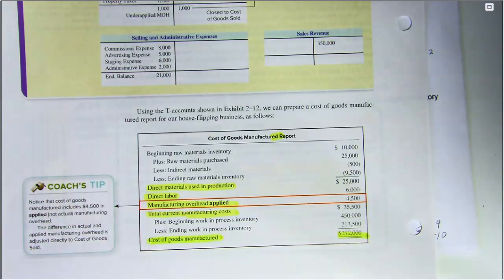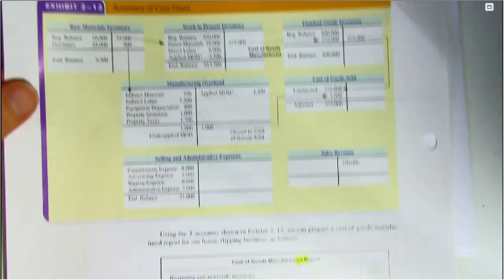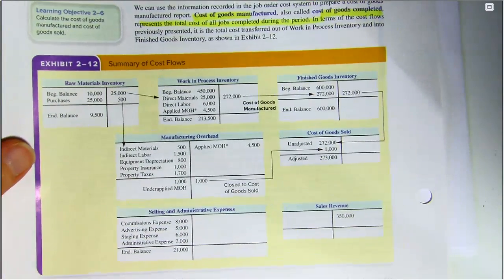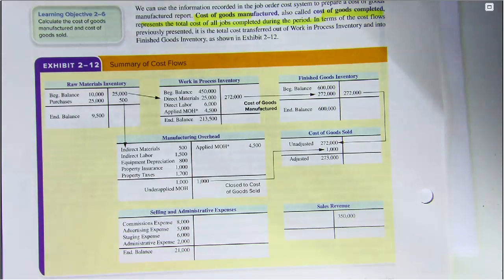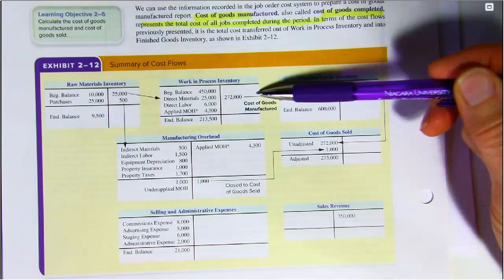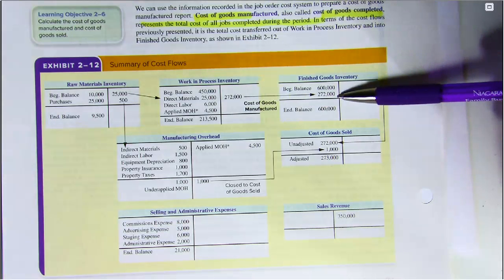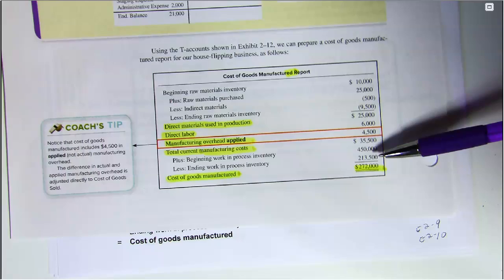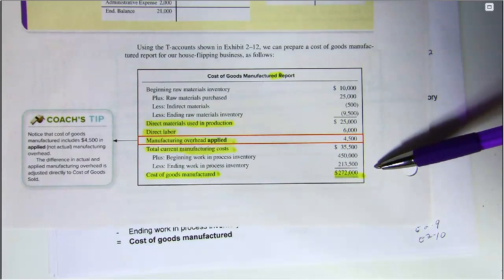Now this is the amount, if we go back to our T accounts, that is taken out of the work in process inventory and transferred into finished goods. So the way we calculate that amount is through this cost of goods manufactured report.